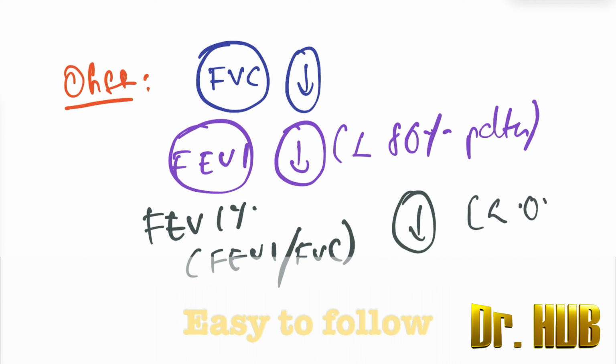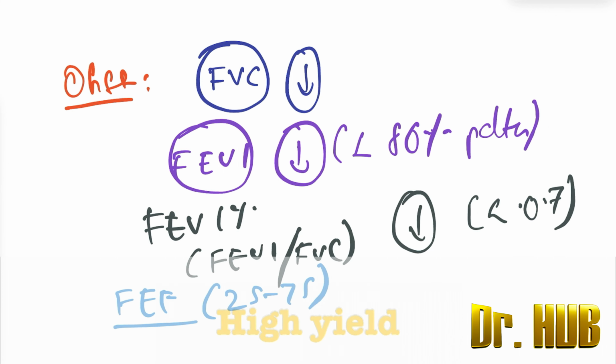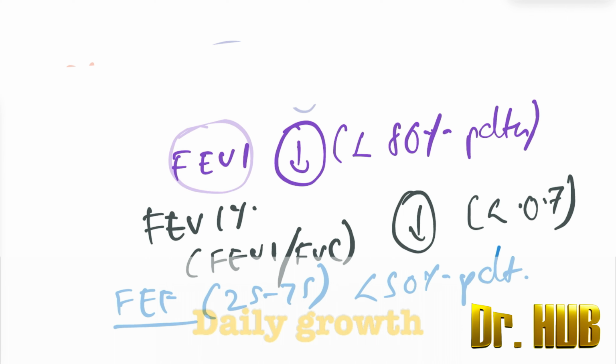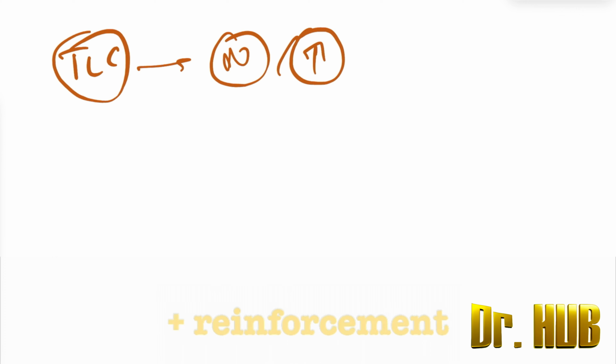Next, when you look at the FEF 25 to 75, here it is less than 50% of the predicted. Then moving on, we look at the TLC. So what about the component of the TLC? The TLC is normal as well as increased. Then the RV is increased.